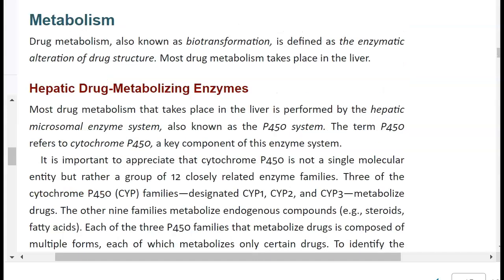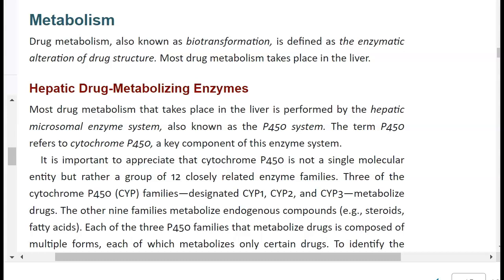Next point to bring up as a highlight from your reading, metabolism. Most drug metabolism takes place in the liver. So obviously if you have cirrhosis or liver cancer or things where the liver is not functioning correctly, this could change our metabolism of the drug. The P450 system is the hepatic microsomal enzyme system, okay? And that's a key component.